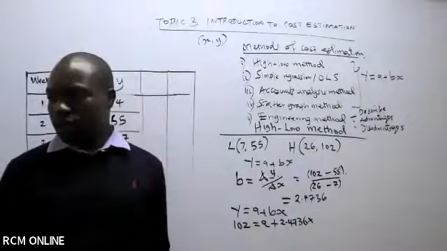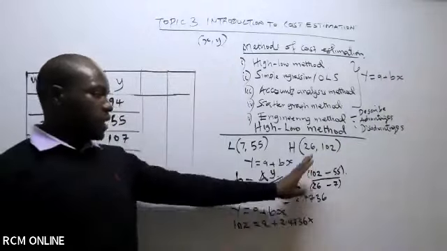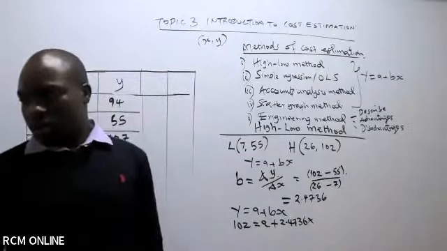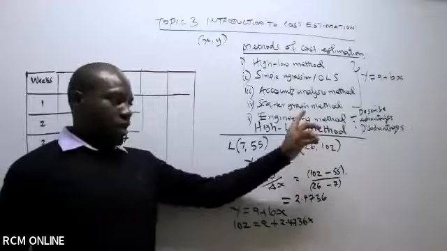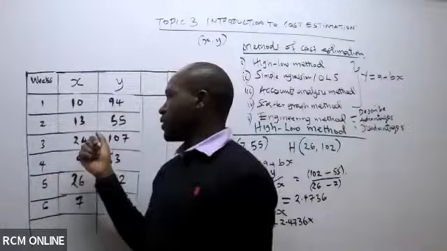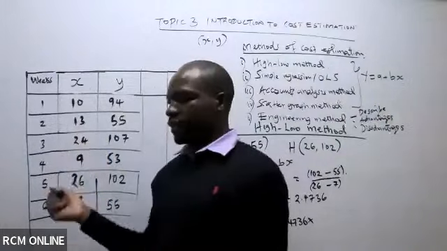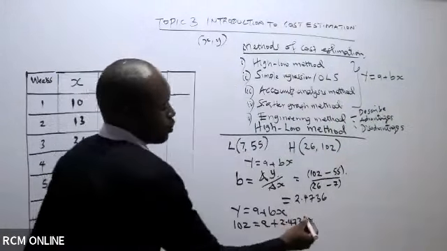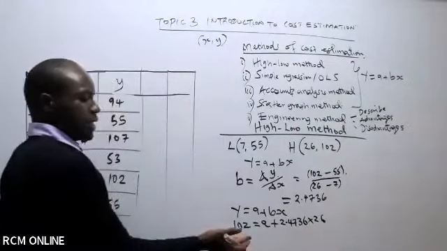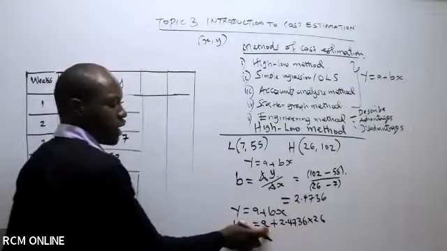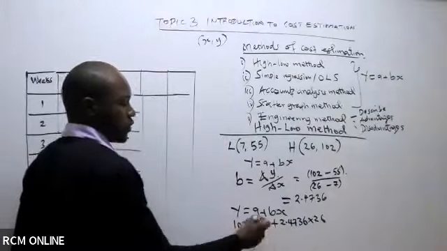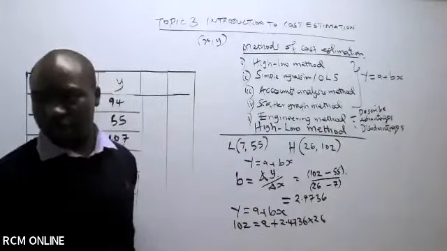Are we not rounding off? 4 decimal places. When the value of Y is 102, what is the value of X? Look at it even from the table here. 26, right? So we have 26 here. So you can see in the entire question, we now only have one unknown item. So we can collect the like terms and get the value of A. So please proceed and give us the value of A.